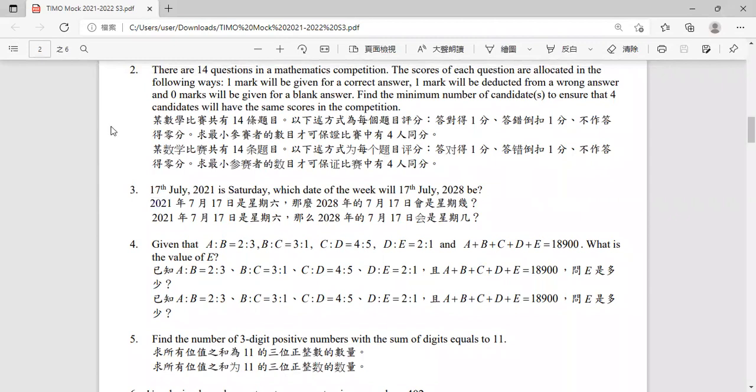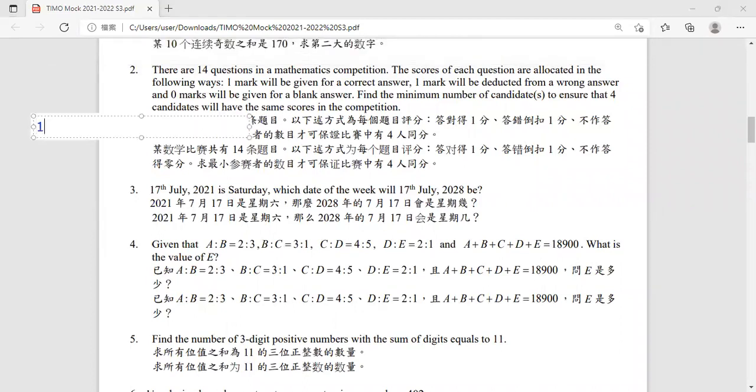This one is for using, I think you can relate it to the pigeonhole principle, because you have marks from 14 to -14, which is a total of 29 numbers.